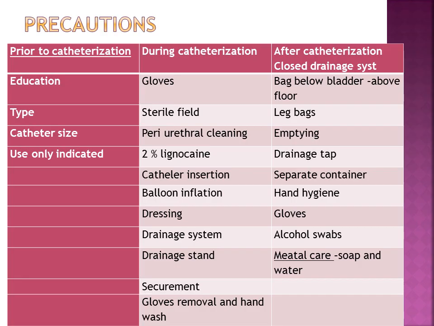After catheterization, the closed drainage system is properly maintained. The bag should be below the bladder level and above the floor level, and then emptying of the bag should be done after hand hygiene and using gloves, and a separate jug should be there for emptying each bag, and it should be done frequently. Over-collection of urine should not be there in the bag, and a separate container used, then hand hygiene, gloves used, alcohol swabs, and meatal care with soap and water should be done.